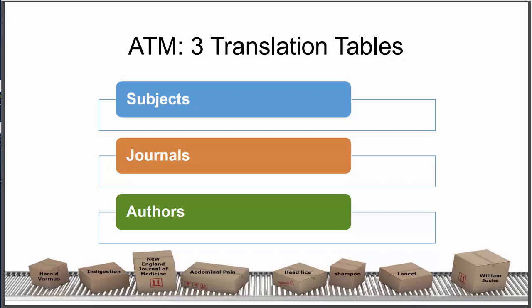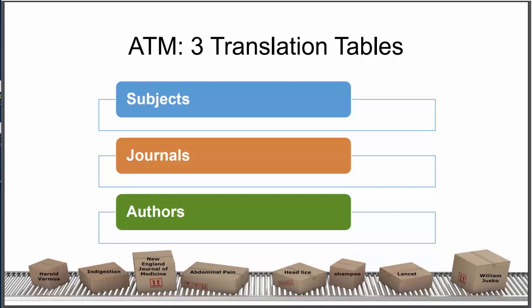ATM first tries to map your terms to the subject table, a subject such as indigestion or abdominal pain, for example. If the term maps to MeSH, the term will get off the conveyor belt and processing on that term is complete. In the indigestion search example, both indigestion and abdominal pain would get off the conveyor belt because they both mapped to MeSH, as we saw in search details. Those 2 terms would not move on to the next translation table.